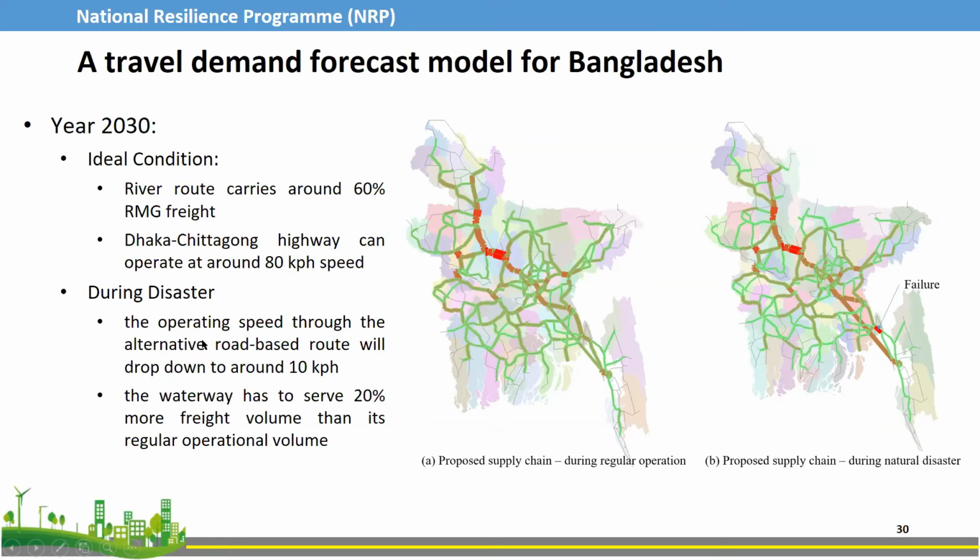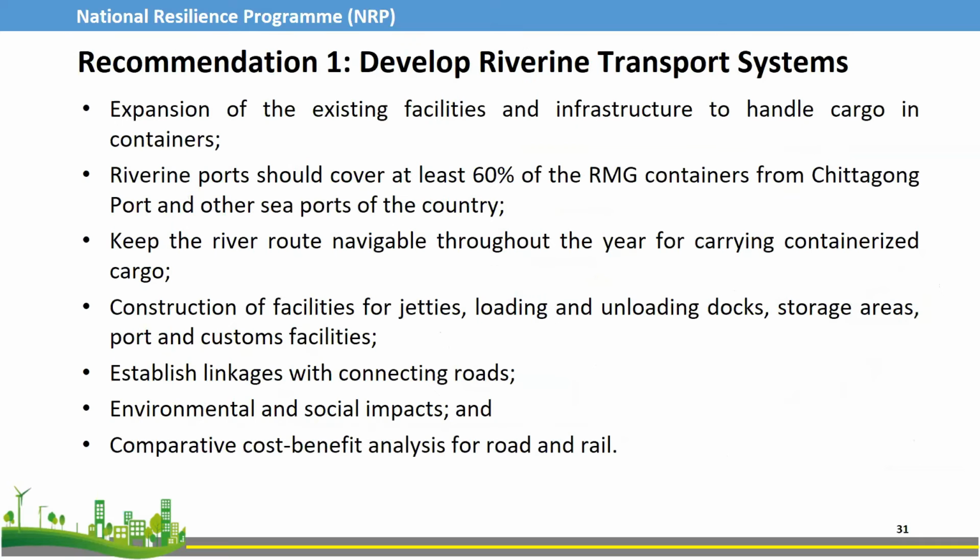And during disaster, if the Dhaka-Chittagong highway is failing, then we saw that the water transport needs to increase its cargo handling capacity by 20%, and then still the road network's speed will be something like 10 kilometers per hour. It will not come to a standstill condition during a very severe natural disaster that completely destroys at least some links of the Dhaka-Chittagong highway.